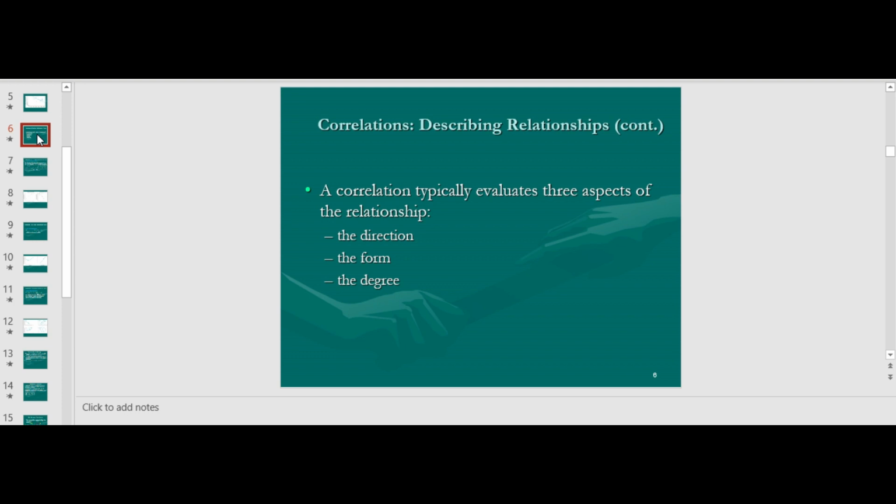Correlation as describing the relationship. A correlation typically evaluates three aspects of the relationship. The correlation is the numerical value that describes and measures the three characteristics of the relationship between X and Y. These three characteristics are the direction of the relationship, the form of the relationship, and the degree of the relationship. We will discuss these characteristics of the relationship, or the correlation, one by one.